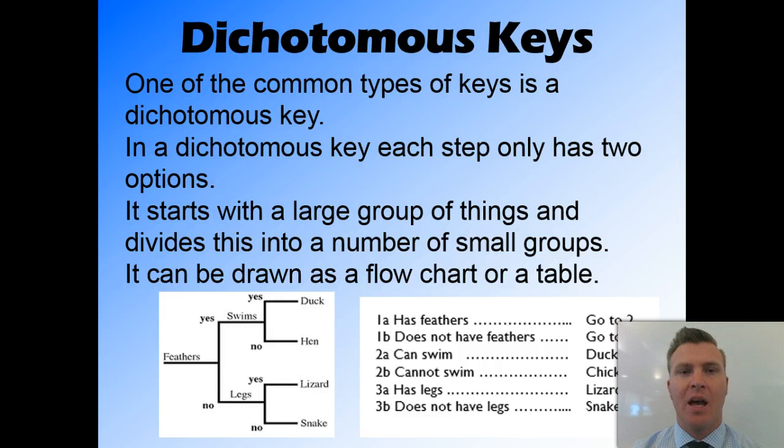Dichotomous keys are one of the common types of keys that's used, and each branch of a dichotomous key only has two possibilities. So generally it's a question and you're just answering yes or no to the question. It starts with a large group of things, and depending on how many things the key covers will depend on how many things it starts with, but it starts with pretty much all the things and then breaks them down into smaller groups until eventually you have individual things within that group.